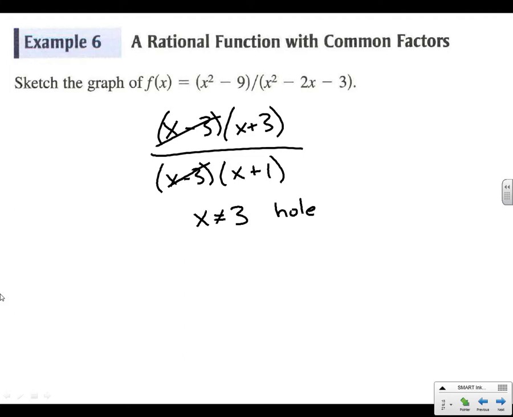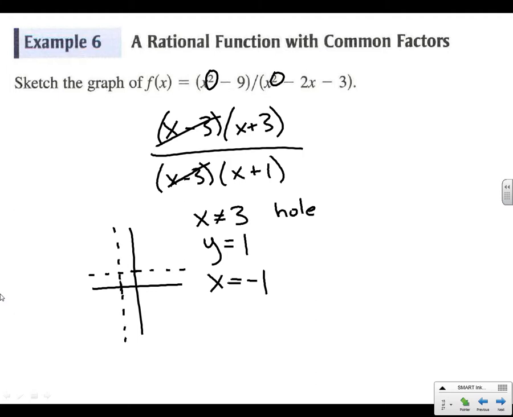Let's find our asymptotes on this one. 2 with 2, so we're going to say y equals 1. And our vertical asymptotes are going to be where the denominator is 0, x equals -1. So if we were to graph this, we've got y equals 1. We're going to have x equals -1 asymptotes.